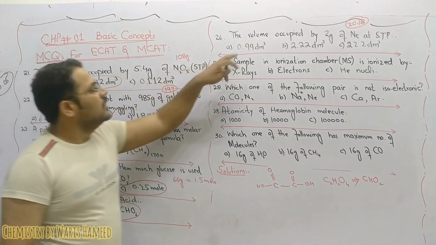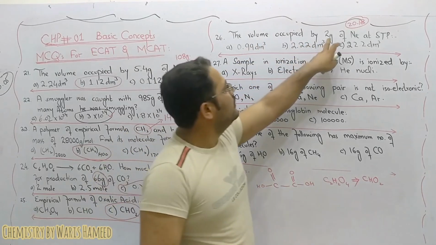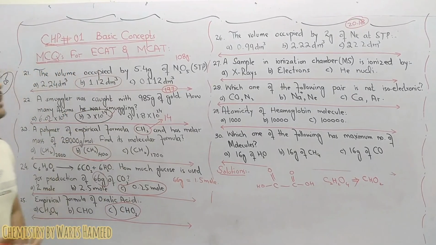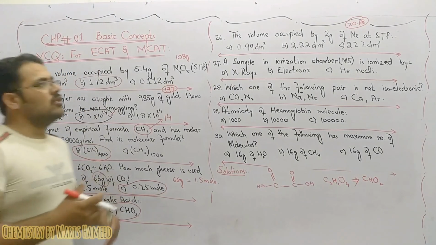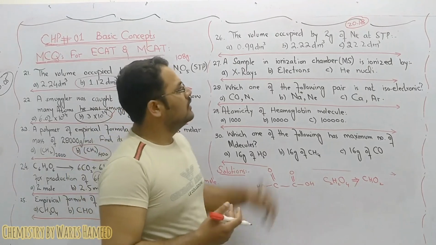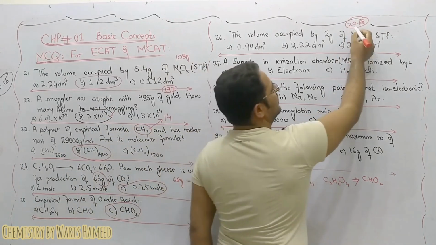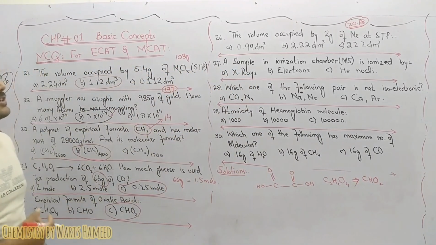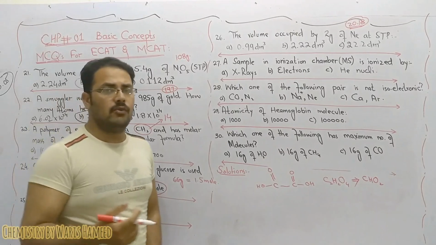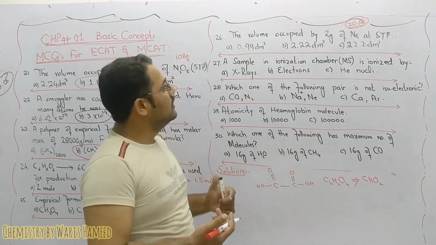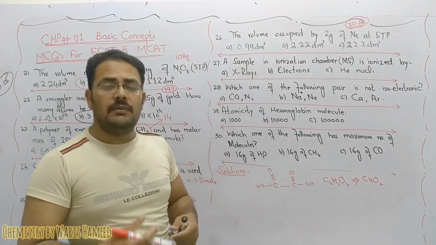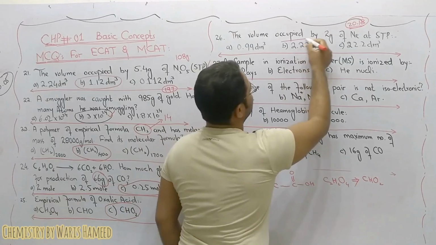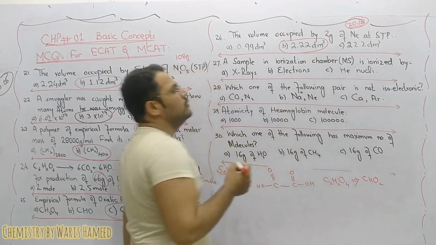Next MCQ, the volume occupied by 2 gram of neon at STP. What is the volume occupied by 2 gram of neon at STP? The molar mass of neon is 20.18 gram. First of all, we have to calculate number of mole, same trend that we have to follow. Then we have to multiply the molar volume with the number of mole, and we gain the answer, that is 2.22 dm cube.